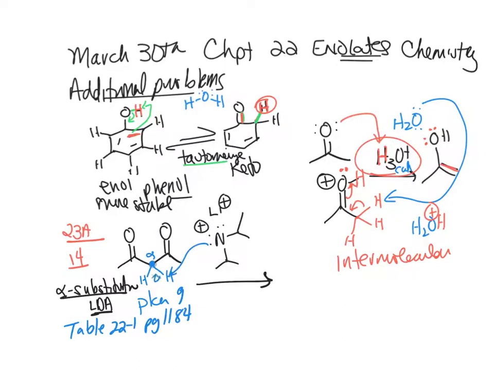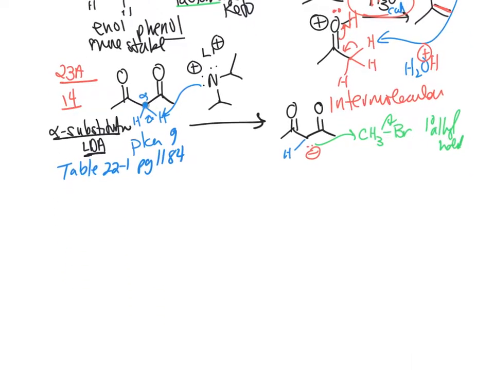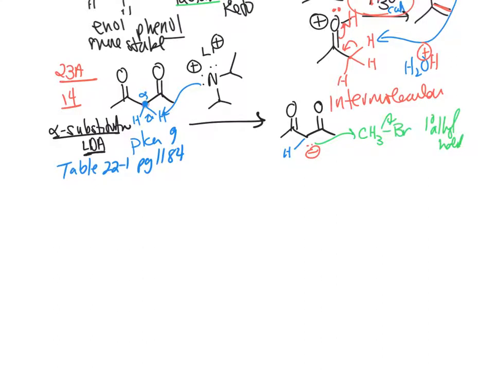So the first thing you always do is you make your enolate. Okay, so you just redraw this molecule just like it's drawn, and then you draw your enolate. Okay, now you can do an SN2 reaction. But you need to have a primary alkyl halide. It needs to be primary. So you do this, and then you show that product.